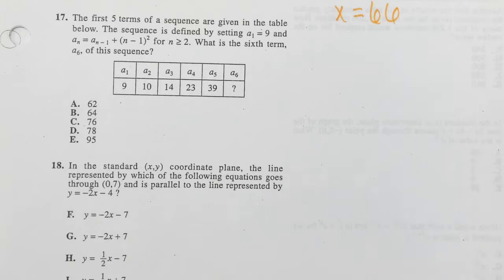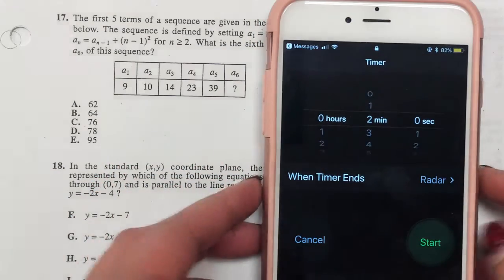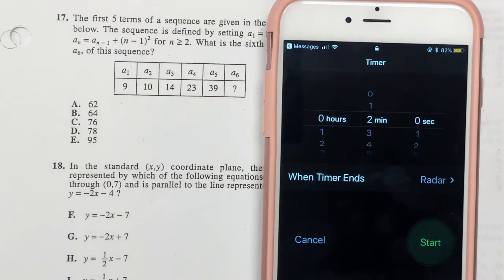How many problems are we doing today? 2. So how many minutes do you get? 2. There you go. Don't start yet. Don't cheat. Don't start. What 2 problems are we doing? 17 and 18. You have 2 minutes.